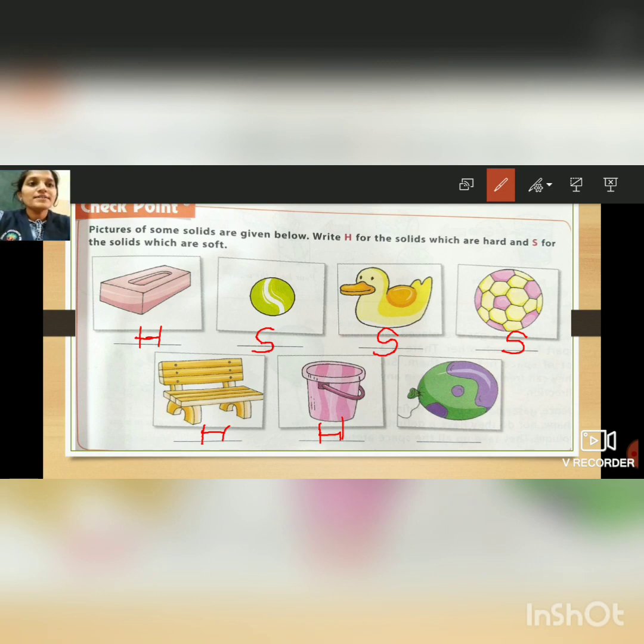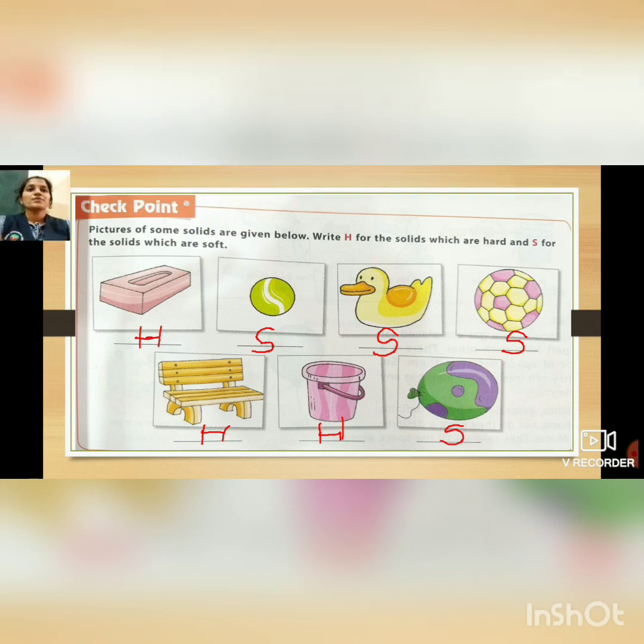So you also write soft for the balloons. Now students, we have finished with our checkpoint. If you can write more examples for the solids which are hard and which are soft, you can write and you can discuss with your parents. Okay, so this was all about checkpoint.